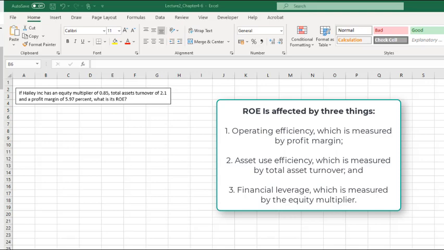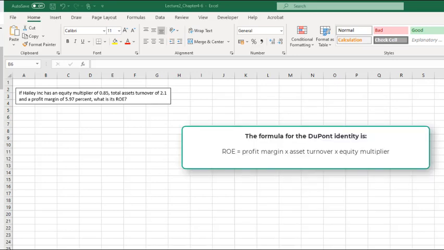The DuPont Identity tells us that the return on equity is essentially affected by three things. That is the operating efficiency, which is measured by profit margin, the asset use efficiency, which is measured by the total asset turnover, and the financial leverage, which is measured by the equity multiplier. Now, the formula for the DuPont Identity is calculated as profit margin multiplied by the asset turnover multiplied by the equity multiplier.